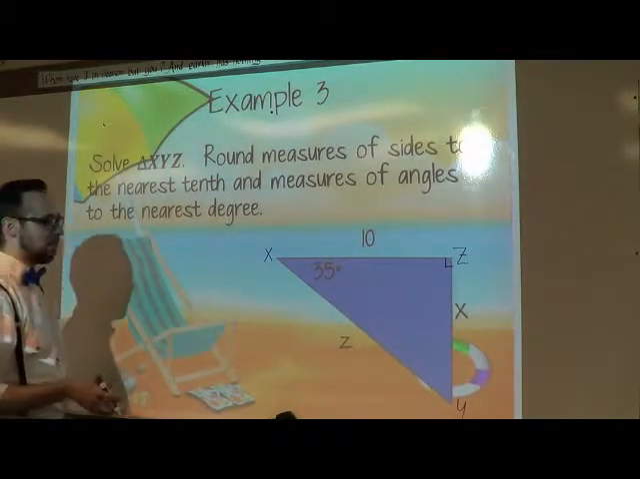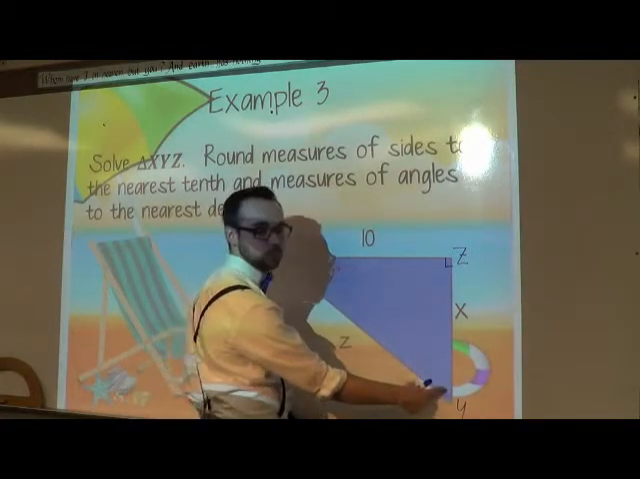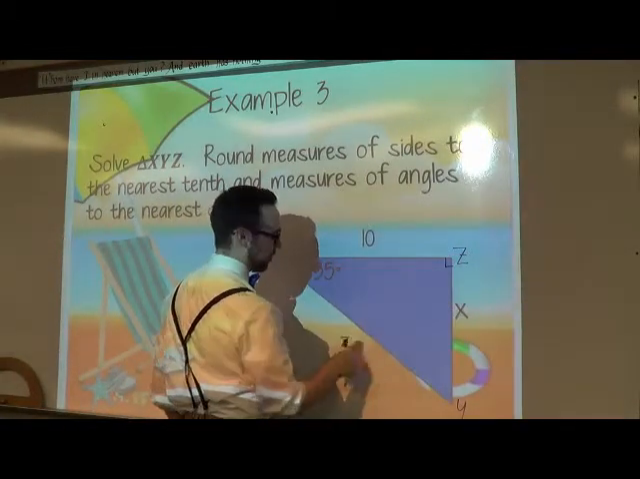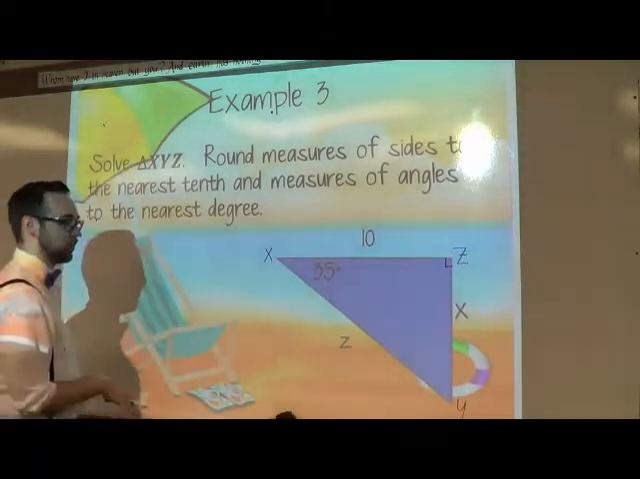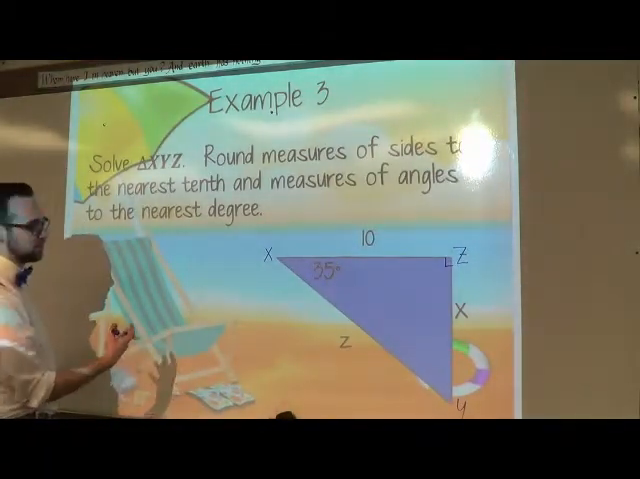What that means is they want us to find the missing angle, so we're still missing y, and they want us to find x and z. So all the things that you're missing, you have to find and solve this so that you know all the angles and all the sides.